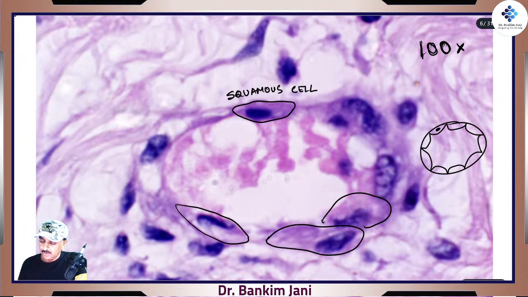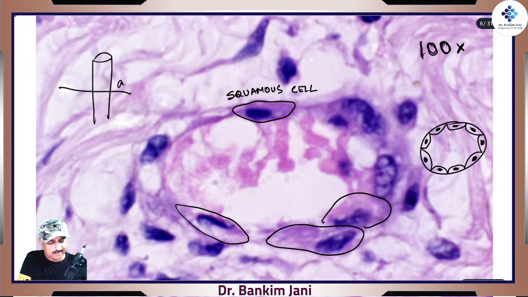Why is it not seen like this particular image which we actually draw and it looks like this? The reason is this will happen only when the section is going exactly perpendicular. If this is the tube and the section is going exactly at 90 degrees, then all the tissues, all the cells, are exactly sliced at the same level.